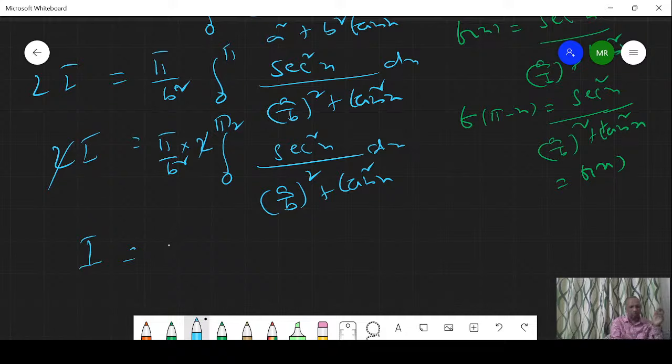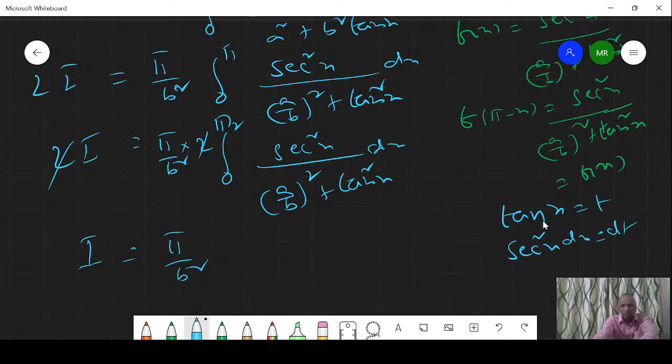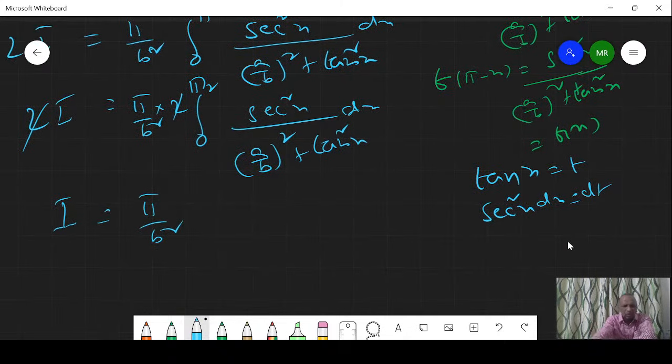The 2 I can eliminate, so I get pi by b square times the integral from 0 to pi by 2. When I take tan x is equal to t, then secant square x dx is equal to dt. The limits will also change now. When x is equal to 0, t equals 0. When x is equal to pi by 2, t equals tan pi by 2, which is infinity. Correct?